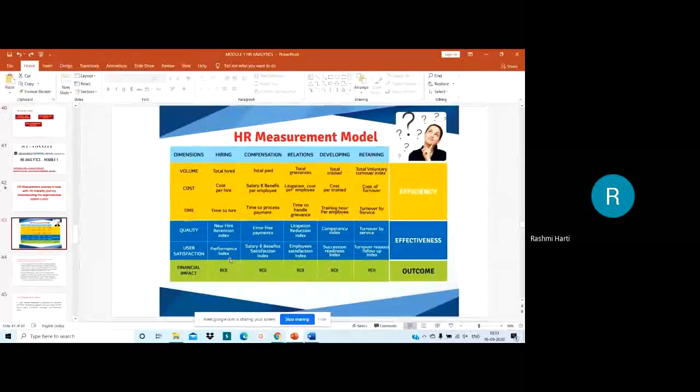Then afterwards, coming on to next, the outcome. As I said, the HR measurement model has efficiency, effectiveness, and the result, that is outcome. So outcome, ROI: for the hiring function of the HR department, there should be proper return on investment. That means how much you have invested on hiring the employee, training the employee, introducing the employee to the organization, that is induction and orientation. All that cost is calculated and you see to it that you get the returns on that.